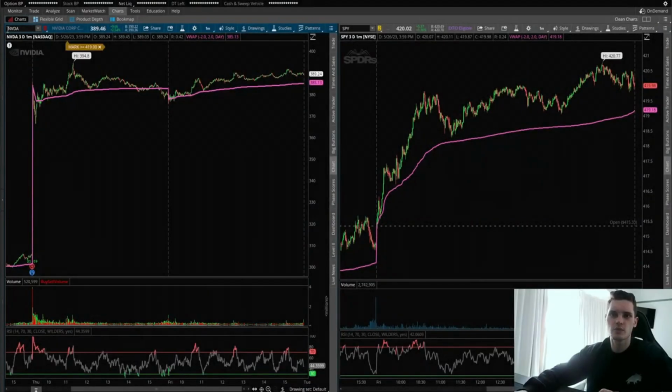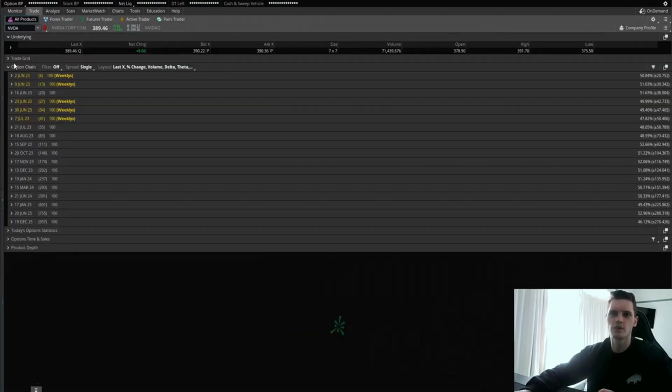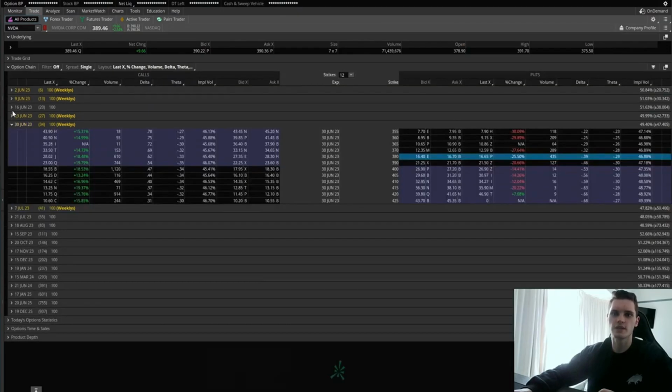Again, for example, let's say we're looking at Nvidia, they've just had earnings, massive move to the upside. Let's say we want to play this short bias. How do we do that? We go over to the trade tab, we go over to the option chain, and again, make sure this is linked to your chart. If not, just put the ticker in here, and then go to the expiration you want. For example, we could go 34 days out.